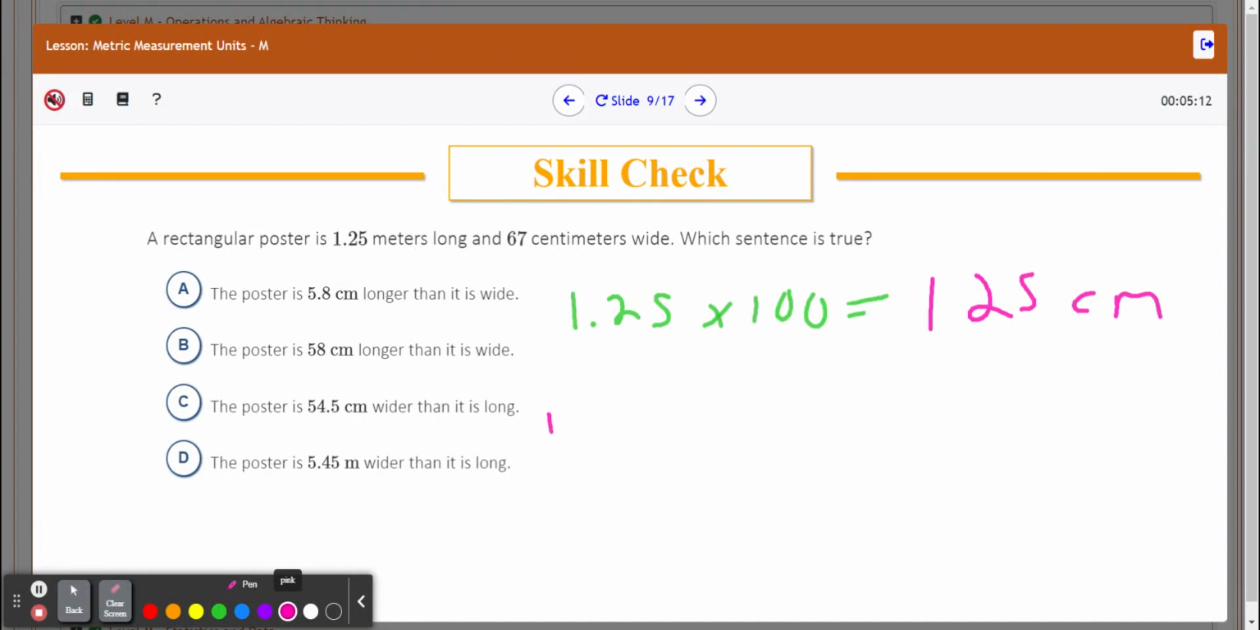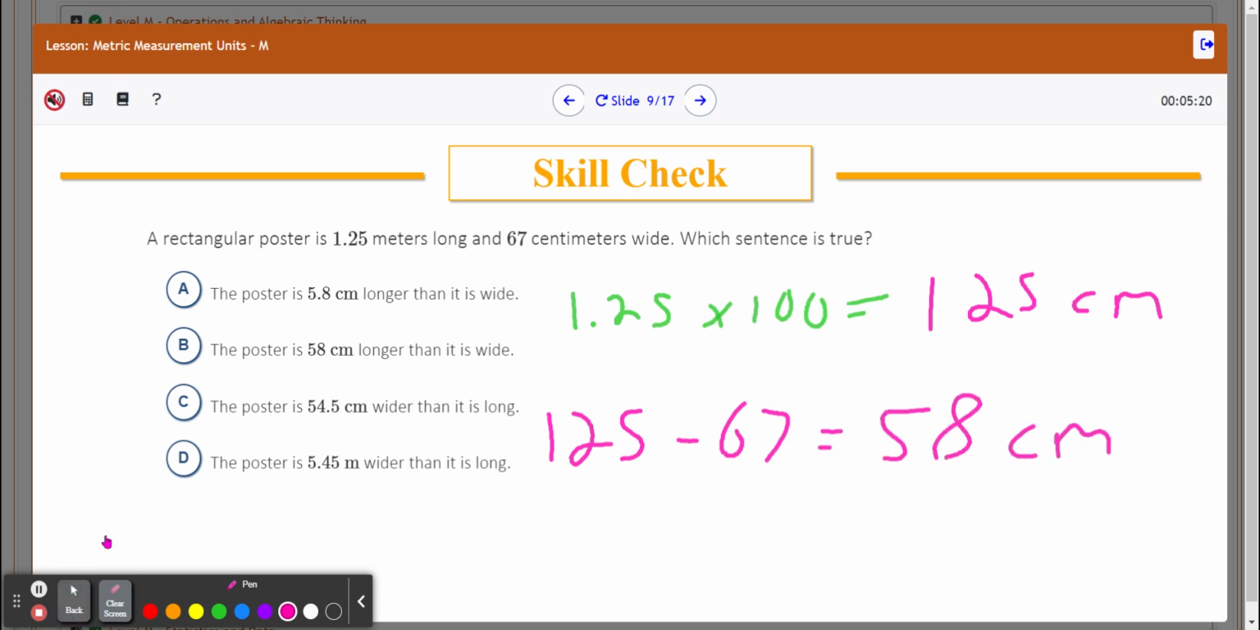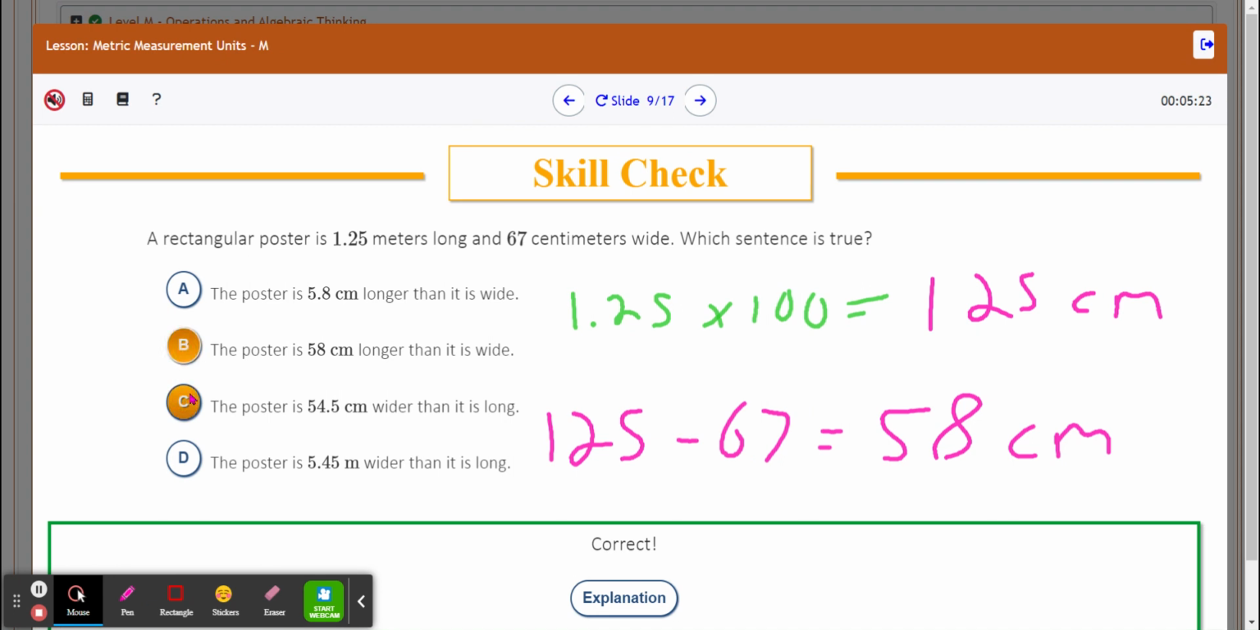Well, then all I do is I take my 125 cm and subtract that 67 cm, and that leaves me with 58 cm. So the poster is 58 centimeters longer than it is wide.